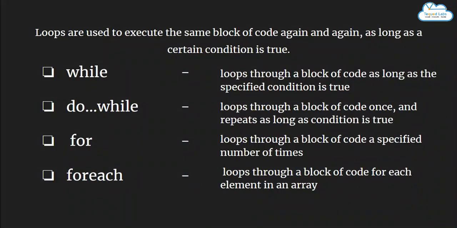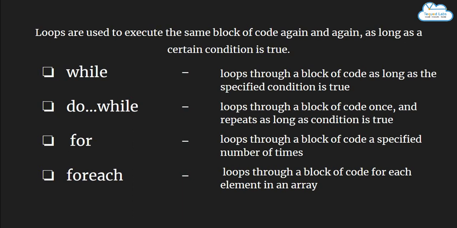So you can see these 4 different loops: while, do while, for and for each. Now while is used when loops through a block of code as long as the specified condition is true. Right, so what does do while do? Loops through a block of code once and repeats as long as the condition is true. Right, so there is some difference between this. While it loops through the block of code as long as the condition is true, but here it will loop through the code once, and after once it's going to check for the condition.